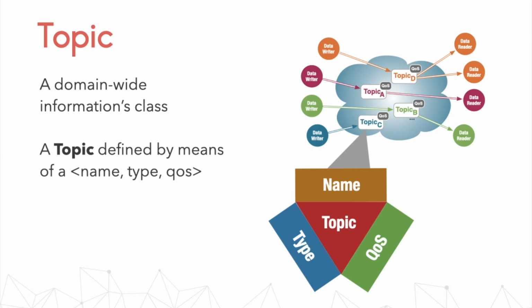So the data that is produced and consumed is modeled by means of topics. A topic represents a domain-wide information class, and it's identified by a triplet with a name, the topic name, the type that represents the information associated with this topic, and the quality of service that captures the non-functional properties of this information flow.